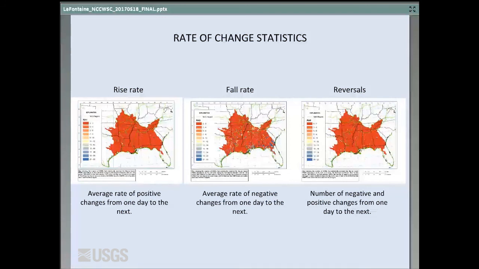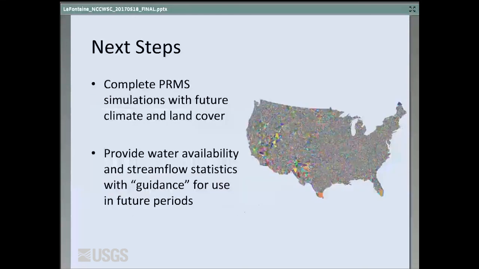But then when we start to look at rate of change, so the rate of change in the positive direction or the negative, or the number of switches from positive change to negative change over the basin, we see that the Maurer and the GCM-based are not matching well.